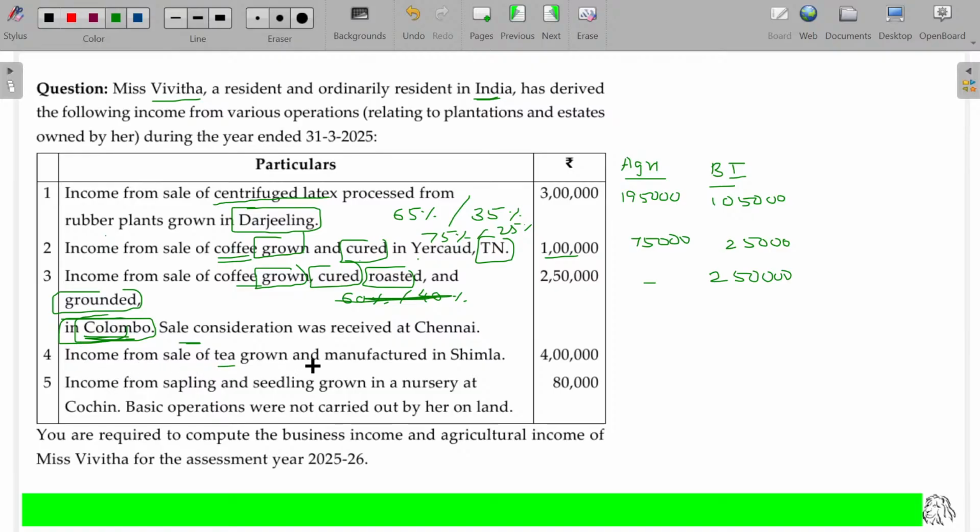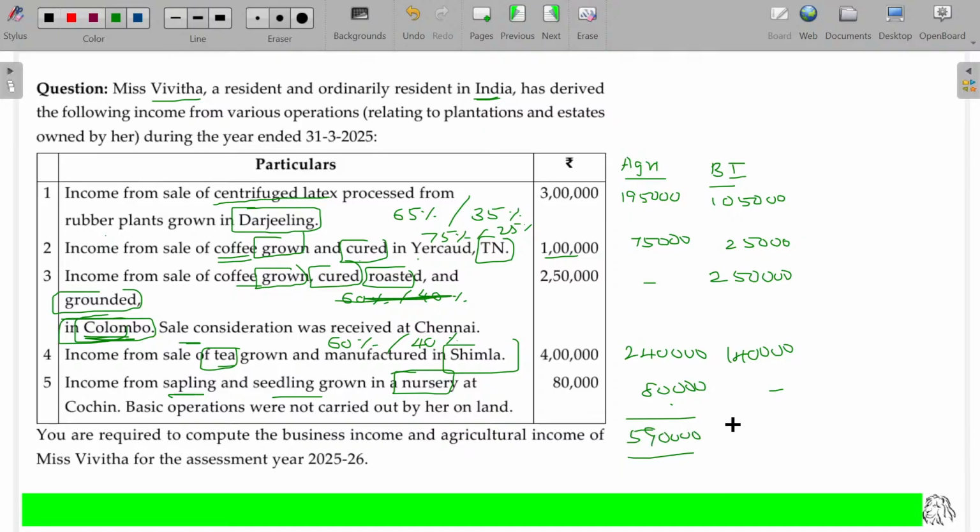Income from sale of tea grown and manufactured in Shimla. In case of tea, 60/40 will be applicable. 2,40,000 being agri, 1,60,000 being business income. And in case of income from sapling and seedling grown in a nursery, I already told you, any gain on sapling and seedling grown in a nursery is deemed agricultural income, so nothing is taxable. Agricultural income in this case being 5,90,000 and business income taxable in this case being 5,40,000. Is that clear? Come on, make note of it.